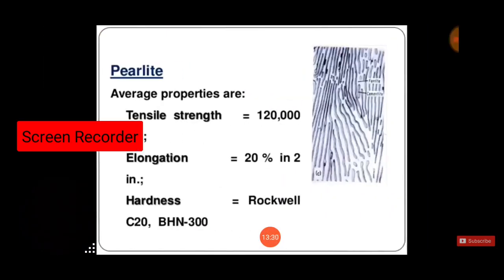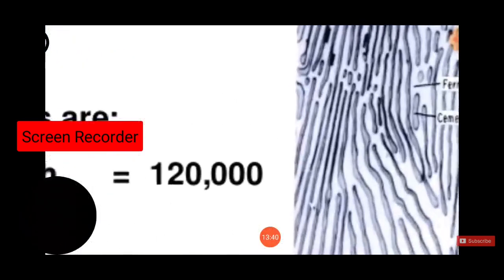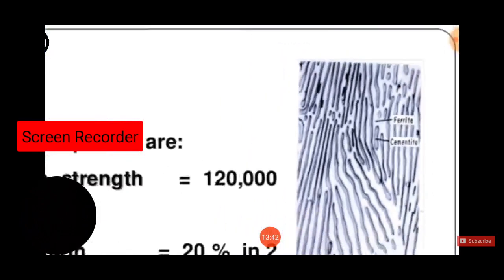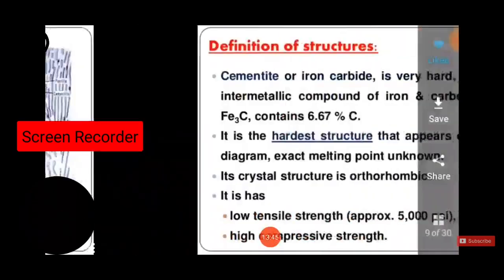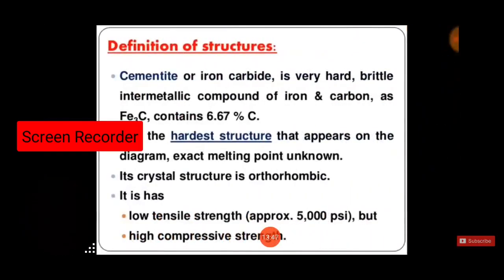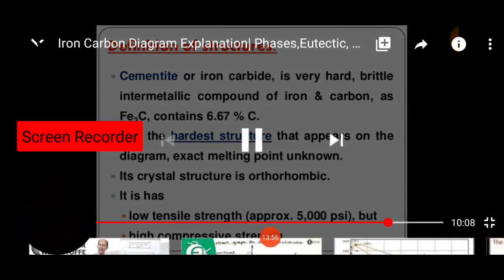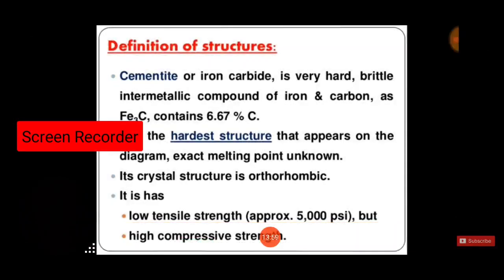Tensile strength 120,000 psi, elongation 20% in 2 inches, Rockwell hardness 20, Brinell hardness number 300. This is the structure which combines ferrite and cementite. Cementite or iron carbide is a very hard, brittle, intermetallic compound of iron and carbon. As Fe3C contains 6.6% carbon, it is the hardest structure that appears on the diagram, exact melting point unknown.